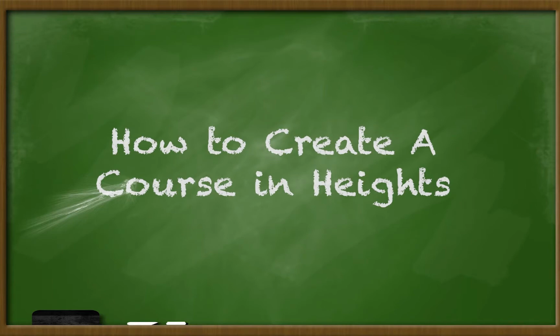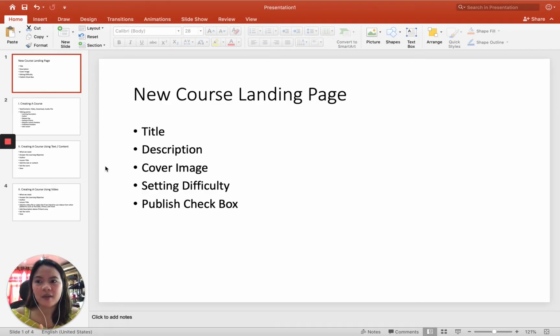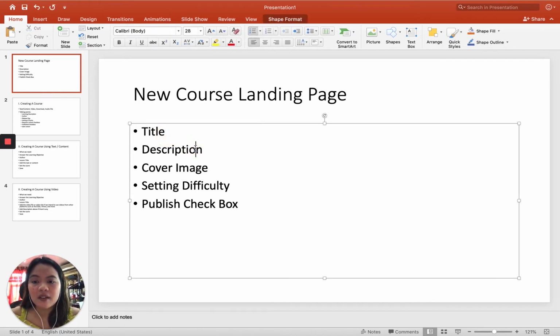Today I'll be teaching you how to create a course in Heights. First things first, we have to talk about some of the things that we will be seeing on the landing page itself. The first thing that we will be seeing when it comes to Heights is our new course landing page. From there, we will be seeing the title, description, cover image, and setting the difficulty, as well as the publish checkbox.